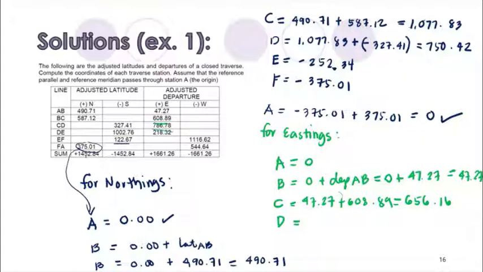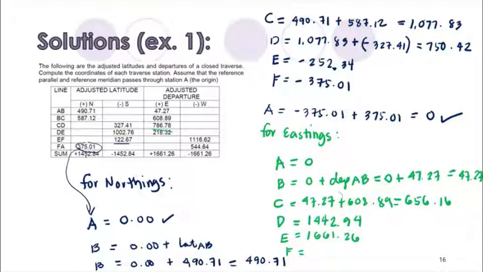CD is 780. Is it 788? Let me erase. Yeah, it's 786. 786.78, and then you have 1442.94, and then your E is equal to 1442.94, and then you have plus, still positive, no? Plus 218.32. You have 1661.26.